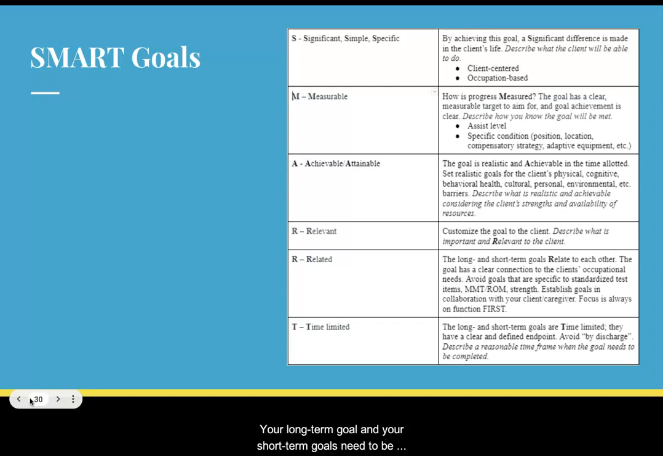Your long-term goal and your short-term goals need to be related to each other. So I will not be writing a goal for supervision with toilet transfers as my long-term goal, and then writing a short-term goal that is upper body dressing. Those are not related to each other. They are ADLs, but they're not related to each other.